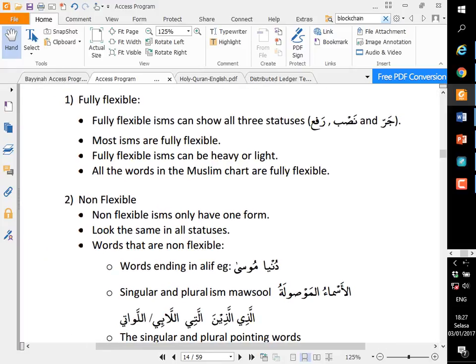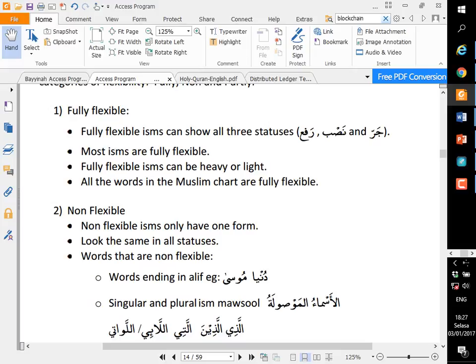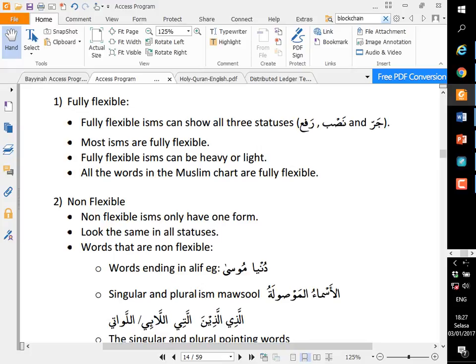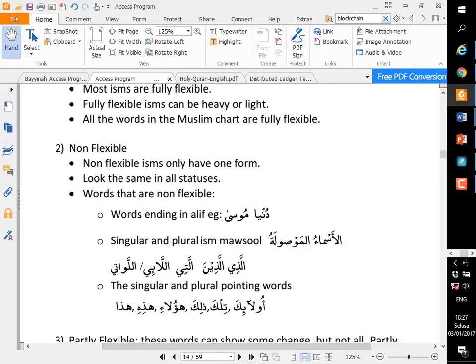And the second one is the non-flexible words. So non-flexible words, whether their status is rofa, nasab, or jar, they only show one form, it cannot be changed. So they will look the same in all status. In this case, the examples are words ending in alif, like Musa, dunya. So there's no dunyu, dunyin. There's no form like that.